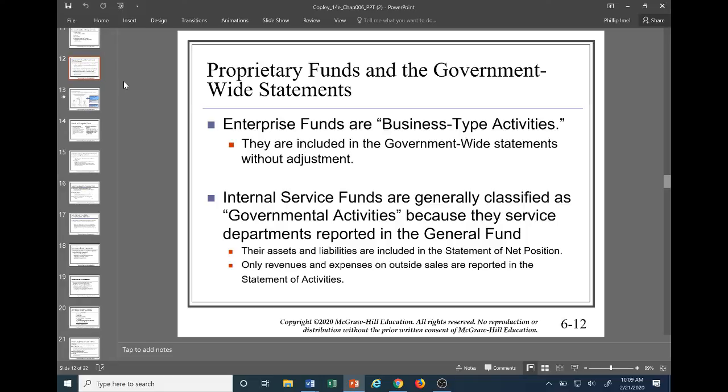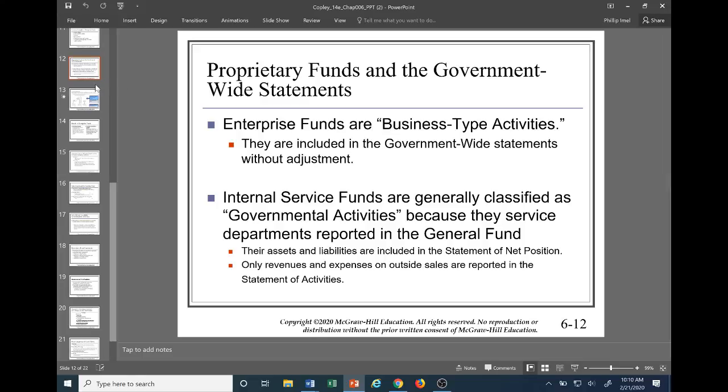So pretty much here, like we've already determined what this slide is here. Pretty much, enterprise funds, business-like. Internal service is going to be your governmental activities, and we don't have to make any adjustments when putting them into the government-wide statements because they're already on the accrual basis.